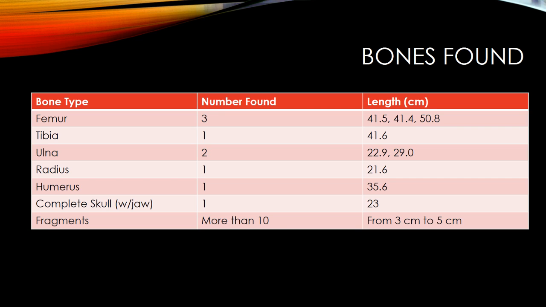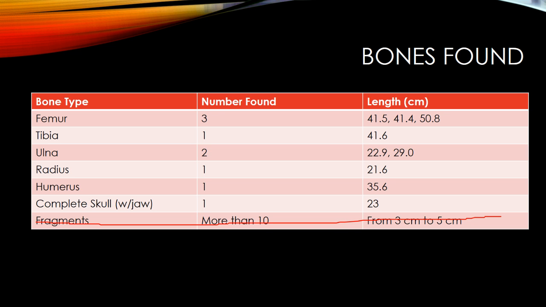There's a group of hikers, and they found some bones. All this information is given in your textbook on page 70, but I've got it up here on the screen for you also. Now, they found 3 femurs with lengths 41.5 centimeters, 41.4, and 50.8. They found 1 tibia, 2 ulnas, all these different things, and a number of fragments. Now, we understand immediately the fragments are not going to be particularly helpful for us in discovering any information about the person. A bunch of little pieces from 3 to 5 centimeters long, not very helpful. But all these other things can be very helpful.